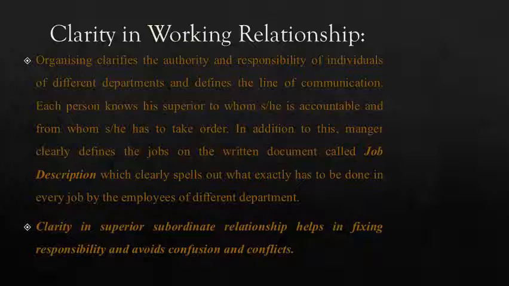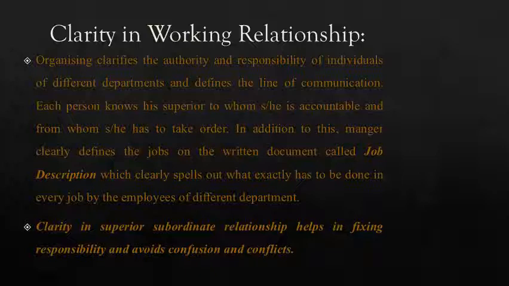Because of this, each and every person knows his superior to whom he or she is accountable, and is also aware of from whom he or she has to take orders. In this condition, none of the heads of the other departments would be in a position to give commands to the other department workers in general conditions.